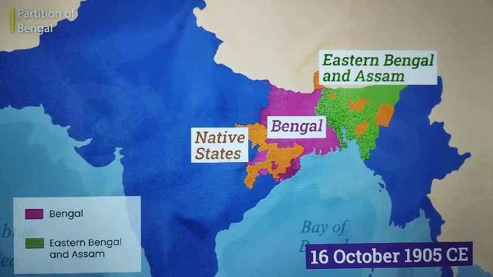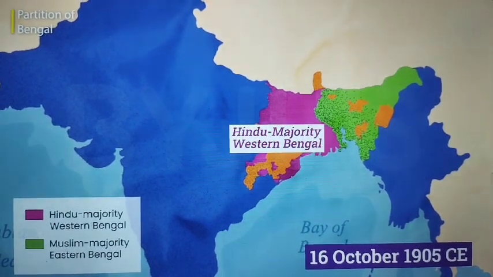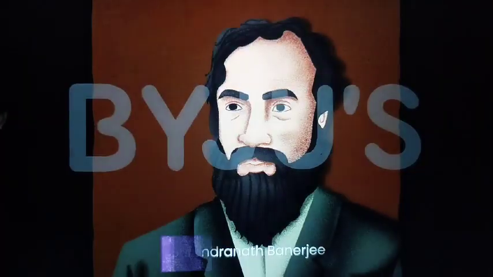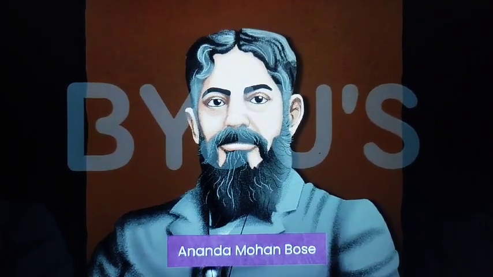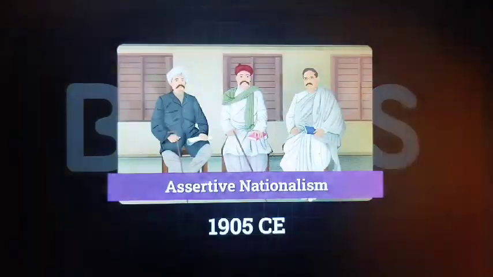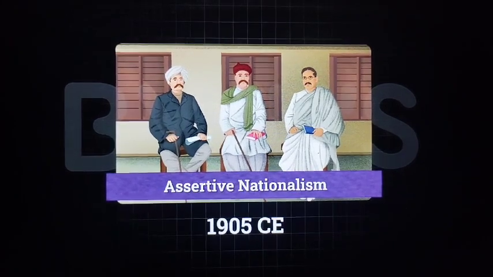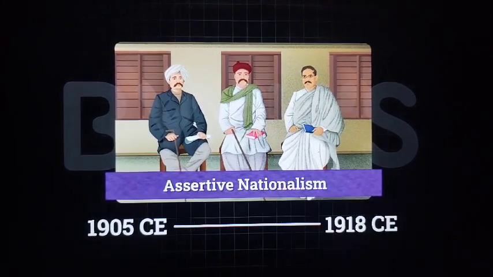But the Indian nationalists recognized this was the divide and rule policy of the British, as the partition divided Bengal into Hindu majority Western Bengal and Muslim majority Eastern Bengal. Leaders like Surendranath Banerjee and Anand Mohan Bose had played an important role in protesting against the partition. From 1905, a new set of leaders had a dominant influence in Congress. These leaders are referred to as assertive nationalists or extremists who led the nationalist movement between 1905 and 1918.